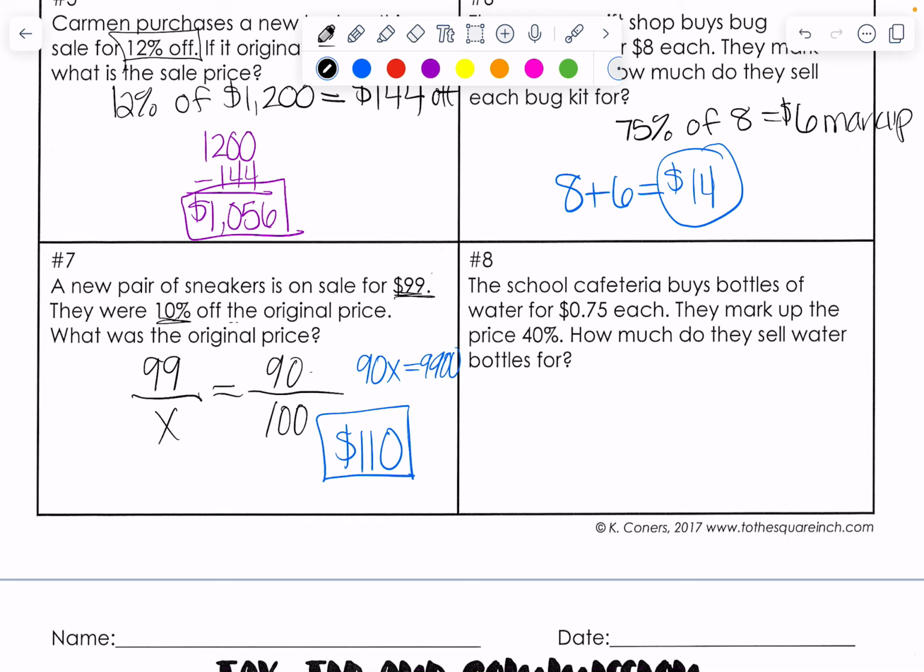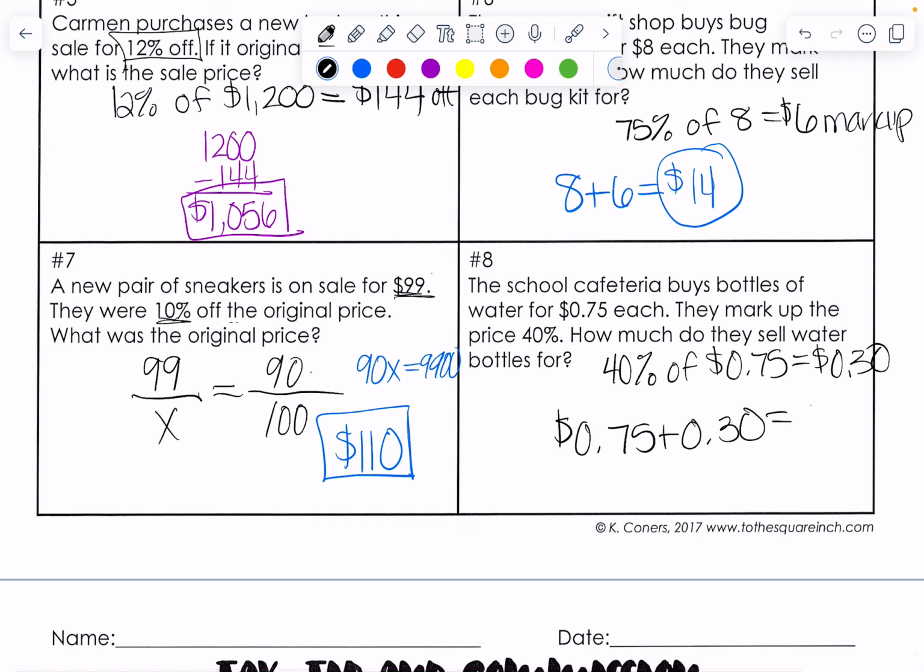Number 8, the school cafeteria buys bottles of water for 75 cents each. They mark up the price 40%. How much did they sell water bottles for? So we need to figure out 40% of 75 cents. That ends up being 30 cents. And so if they're marking up by that much, that means we're adding or combining that 30 cents with the 75 cents. And so that's going to be $1.05 as the selling price there.